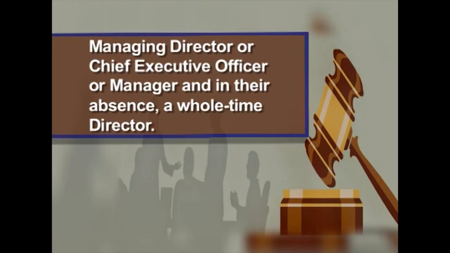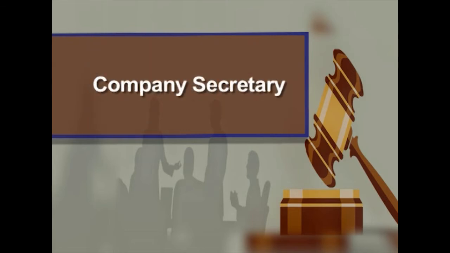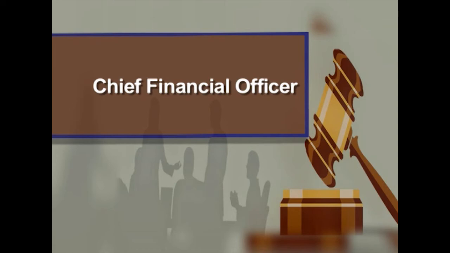managing director or chief executive officer or manager, and in their absence a whole-time director, company secretary and chief financial officer. The above appointments should be authorized by the company's articles of association. A key managerial personnel shall not hold office in more than one company except in its subsidiary company at the same time. Any vacancy of the KMP shall be filled up by the board at a meeting within 6 months from the date of such vacancy.